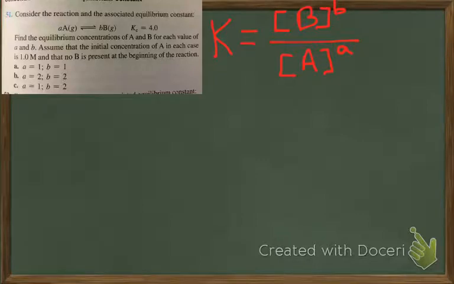Now, what I'm going to do is this little chart to help me think about the concentration of A and the concentration of B. And so I'm going to say initially, what is my initial concentration of A? 1 molar. What's my initial concentration of B? 0. Now, those are my initials. Then I'm going to think about the change. What's going to be my change in A?